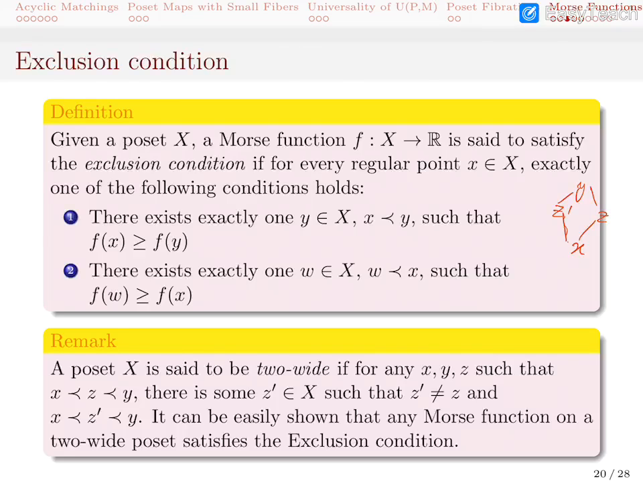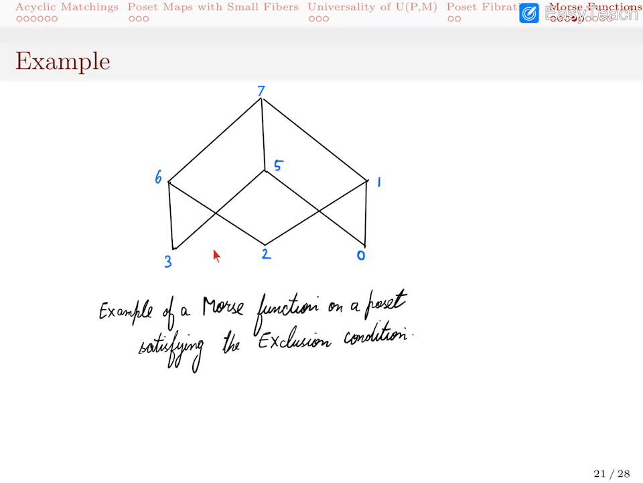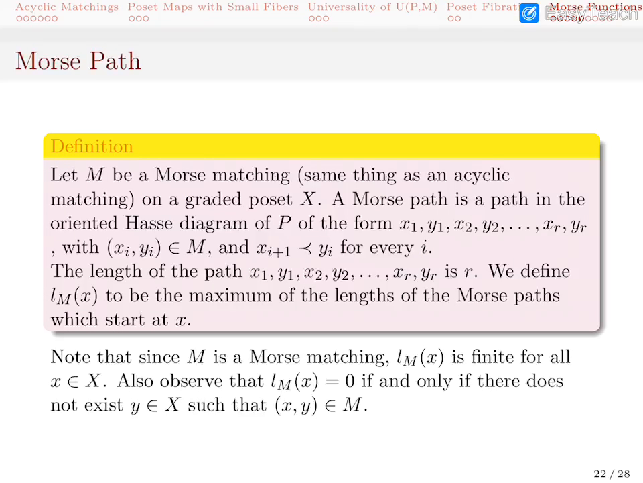I will just give an example here, and before that I will say that most of the very common posets are two-wide, like the Boolean lattice and the partition lattice. So this is an example of a Morse function satisfying the exclusion condition. You can check that this poset is in fact two-wide. And you can also see that indeed if one of them is 1, then the other one is 0.